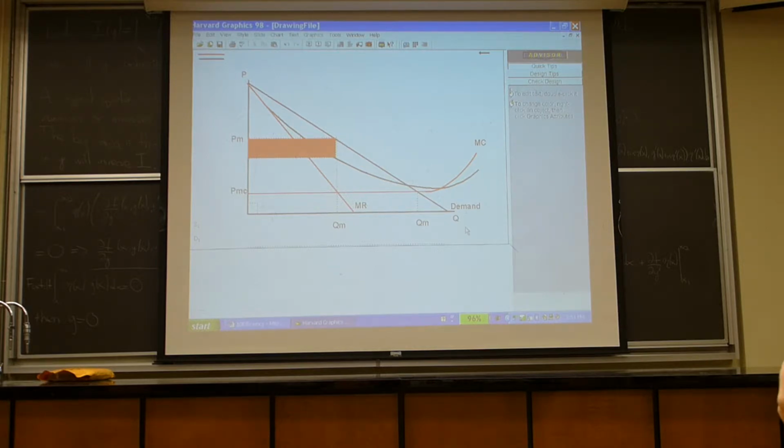Yes? Price equals AC, right? So this is called average cost pricing. Right here. This kind of monopoly, a natural monopoly, is regulated by average cost pricing. PAC. QAC.